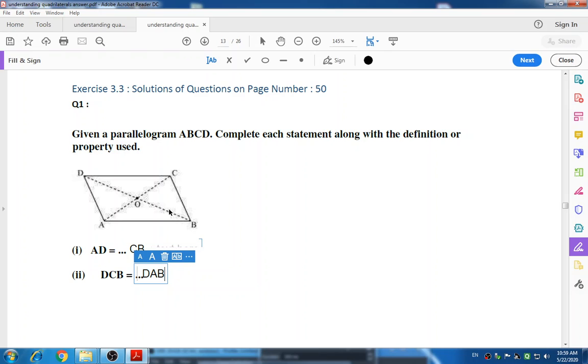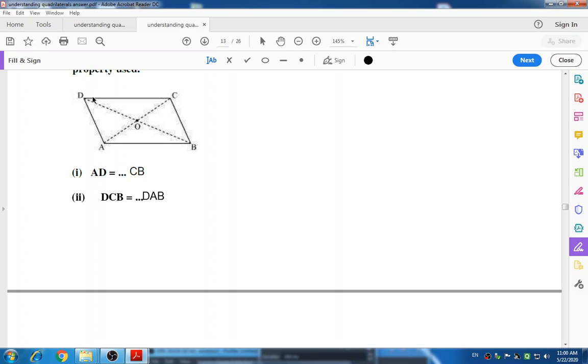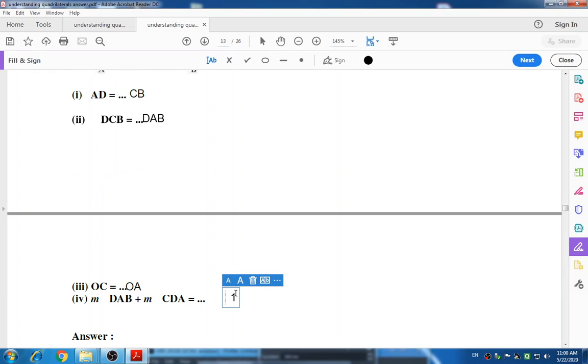The next one is OC. Where is OC? OC is a half part of the diagonal, and diagonals bisect each other. So the other half with the same measure is OA. So OC is equal to OA. The next is measure of angle DAB and measure of angle CDA. That means angle D and angle A, which are adjacent angles and supplementary, so the sum of their measures is 180 degrees.